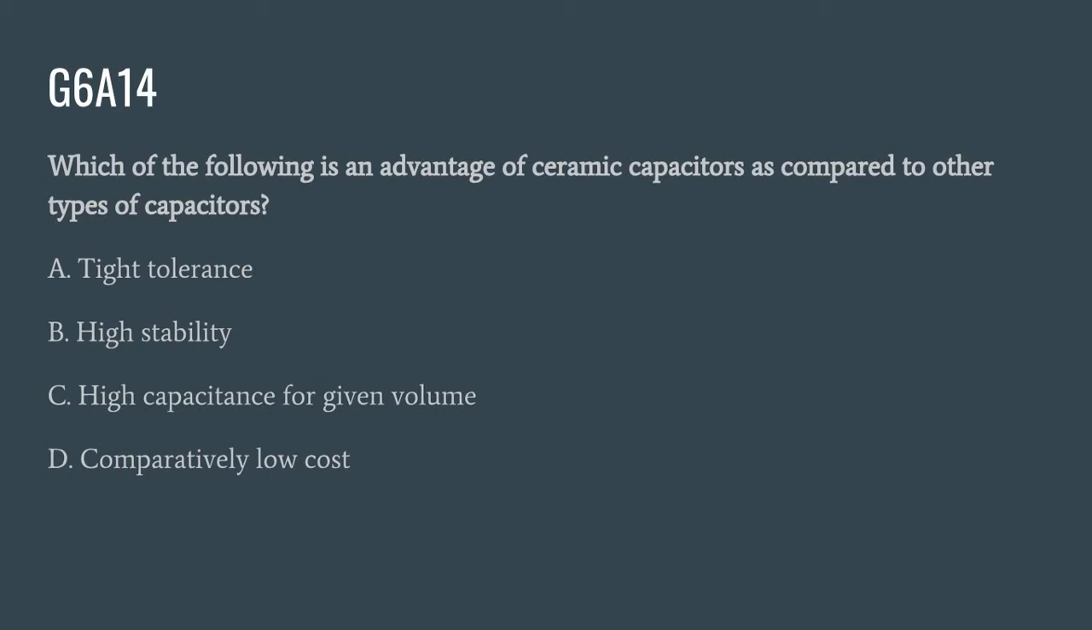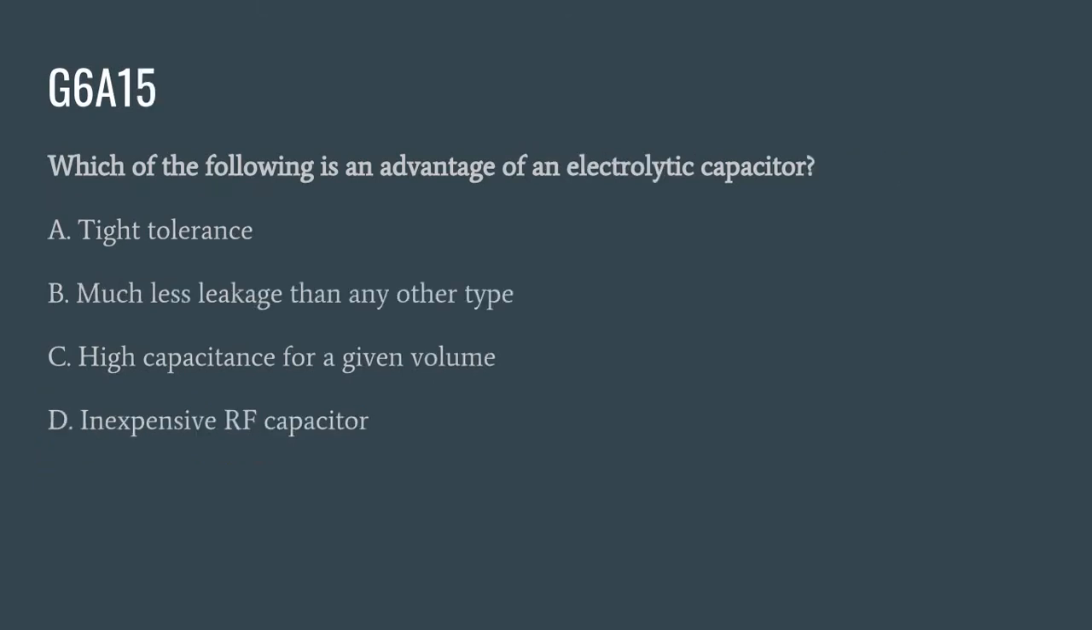G6A14, which of the following is an advantage of ceramic capacitors as compared to other types of capacitors? A, tight tolerance, B, high stability, C, high capacitance for given volume, or D, comparatively low cost. Correct answer is D, comparatively low cost.